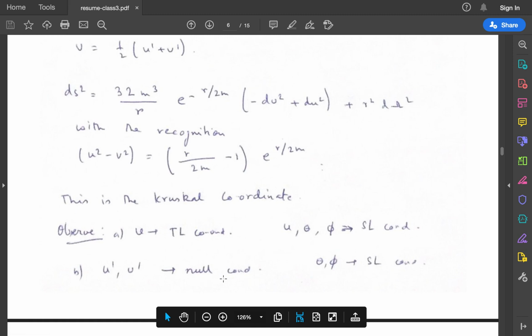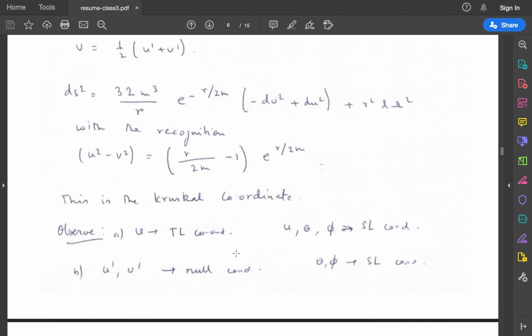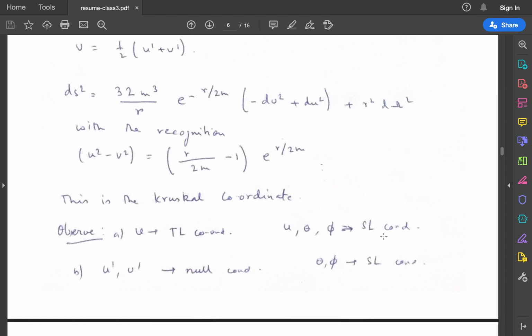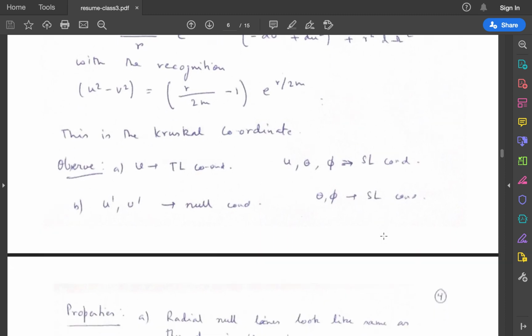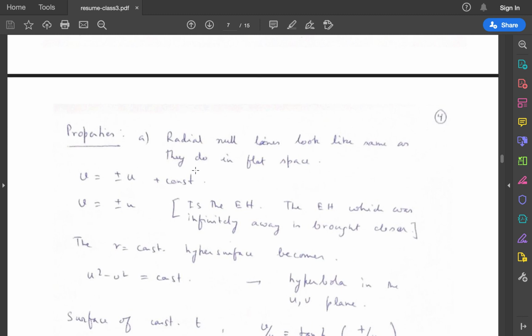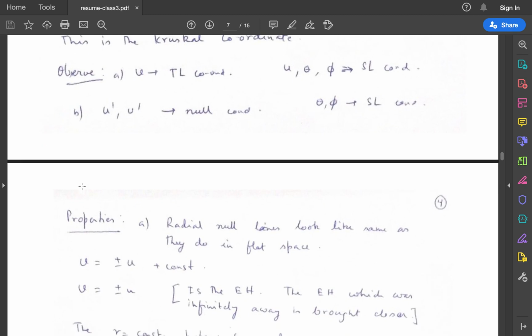You remember that they were not time-like or space-like coordinates. U prime and v prime were null coordinates. Null coordinates means you can check that if I put this back, they give 0. So u prime and v prime are null coordinates, whereas theta and phi were the space-like coordinates. So we were not happy with that. We wanted to always go back to our coordinate system, which was one time-like and three space-like. So we can preserve something with it. We will see what. Let us now look into some properties of this metric, or this transformation, the whole thing we have done.